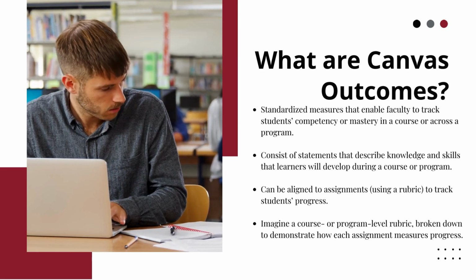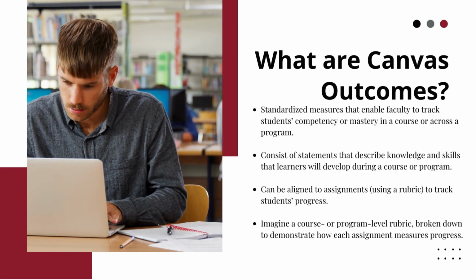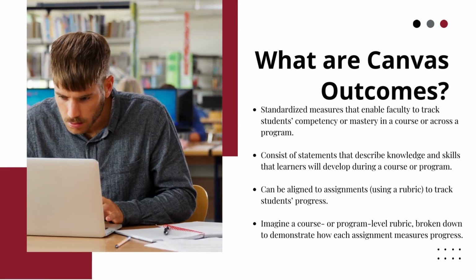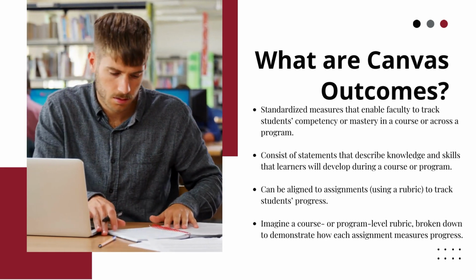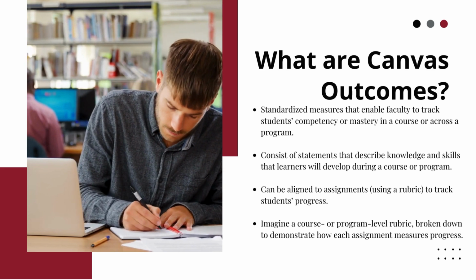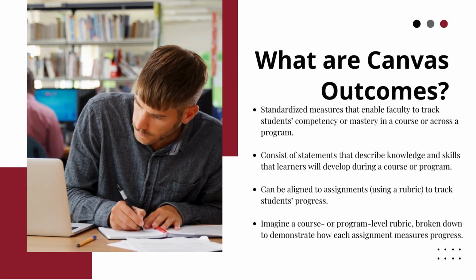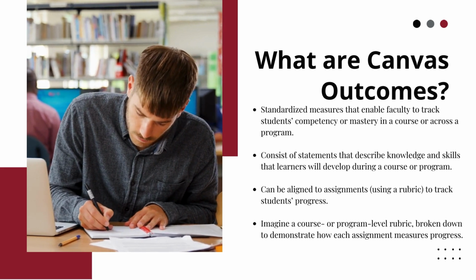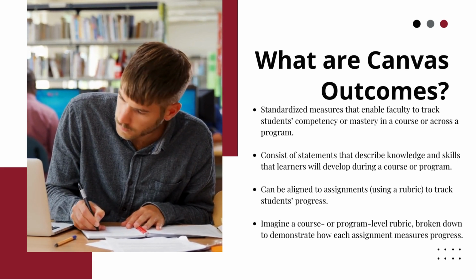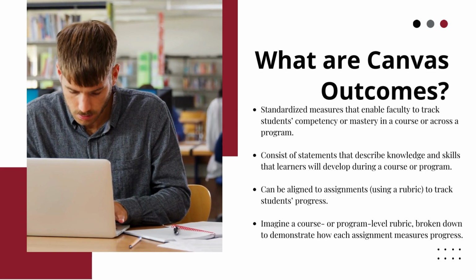First, what are Canvas Outcomes? Outcomes are specific statements that describe the knowledge, skills, and abilities students should demonstrate upon completion of an assignment, course, or program. They provide clear targets for both instructors and students to aim for throughout the learning process. Outcomes are determined at the institution or program level and are aligned to assignment rubrics.